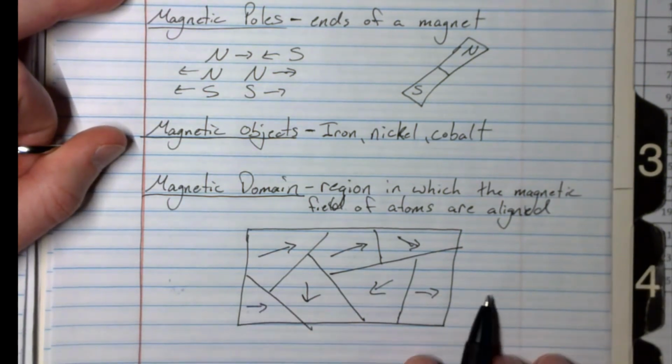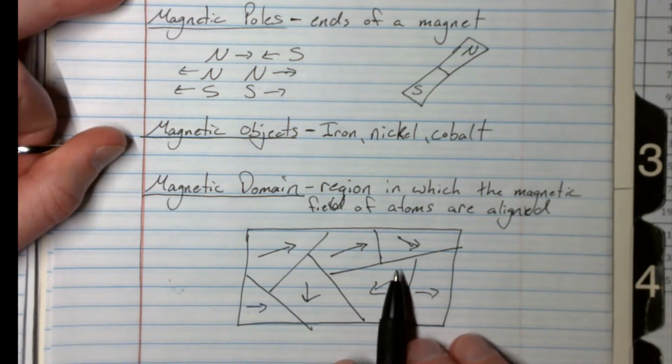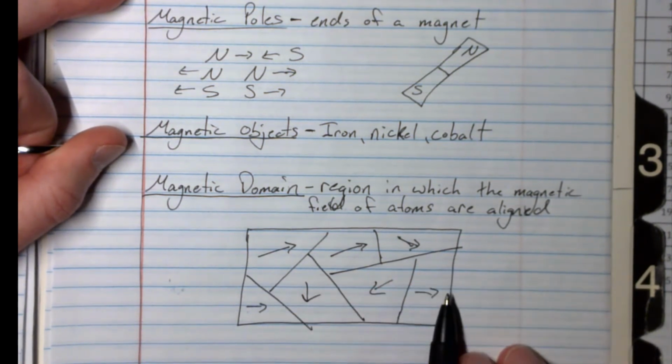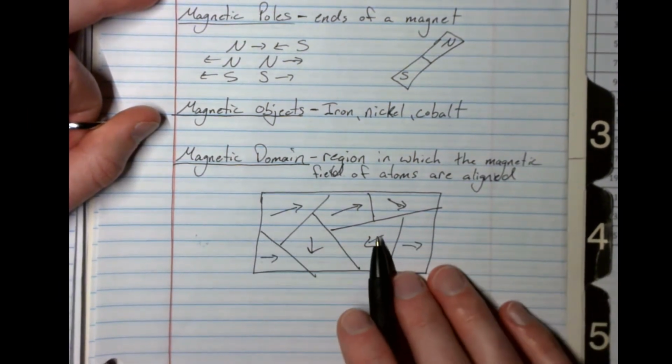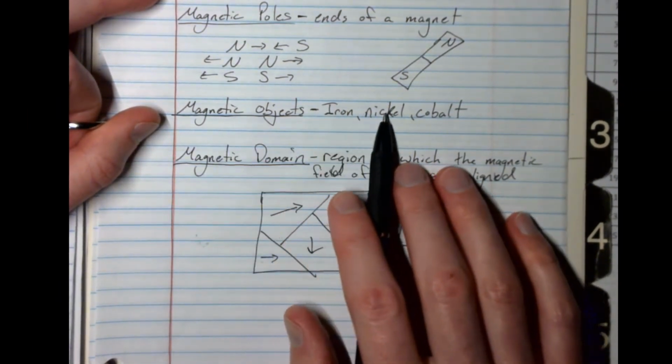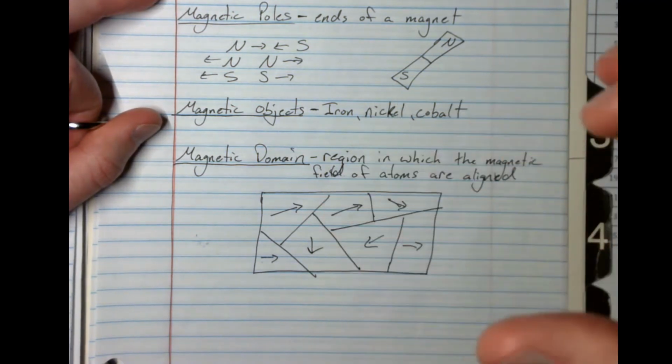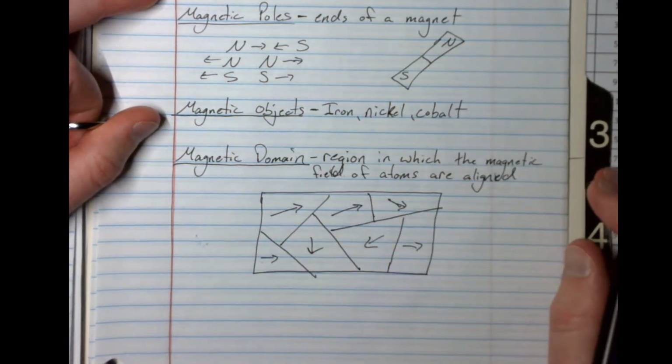If they were all aligned in the same direction, then it'd be a stronger magnetic field and a stronger magnet. And if they're completely scattered, that would give us some of these magnetic objects that might be able to get picked up by a magnet, but maybe aren't a magnet themselves.